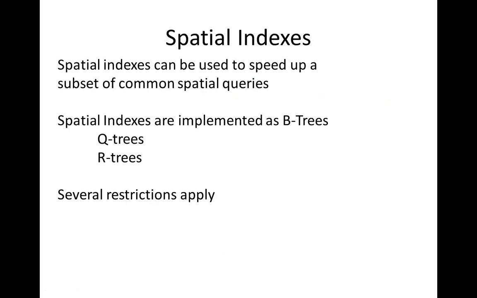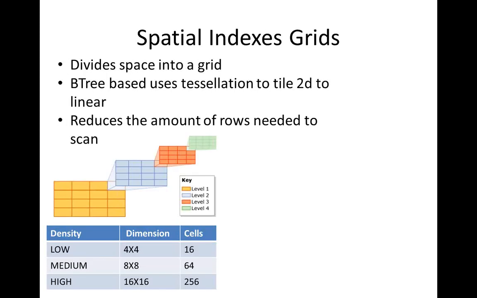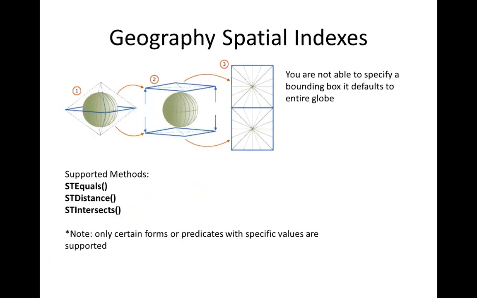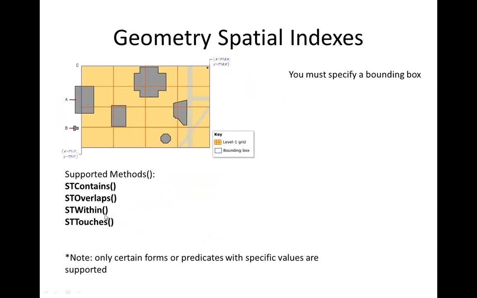So spatial indexes can be used to speed up queries significantly. There's several restrictions, though. This just talks about the grids, right? So the density and how many cells we have in the index. It's a B-tree index structure that uses tessellation to reduce the number of rows needed to scan and the number of filters. There's a bunch of rules, but we're running kind of short of time. The key thing I want to show you is there's only certain methods here.